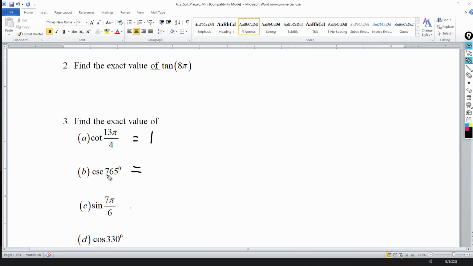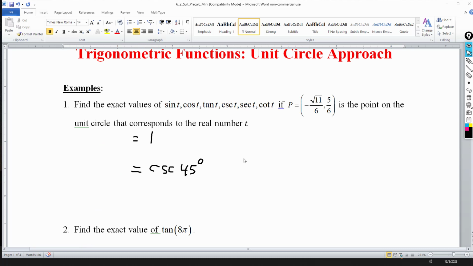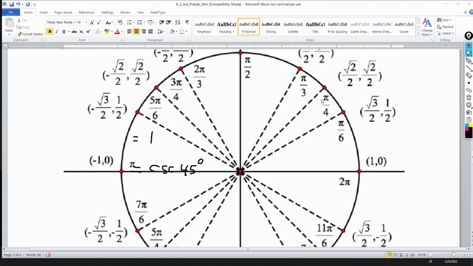Now for this one then, this was in degrees. So let's go ahead and simplify this. We can subtract multiples of 360 here. So this is going to become the same thing as the cosecant of 45. Now again, we can do this without the unit circle, but since they want us to use the unit circle here, we look this up. 45 is pi over 4. And here it is.